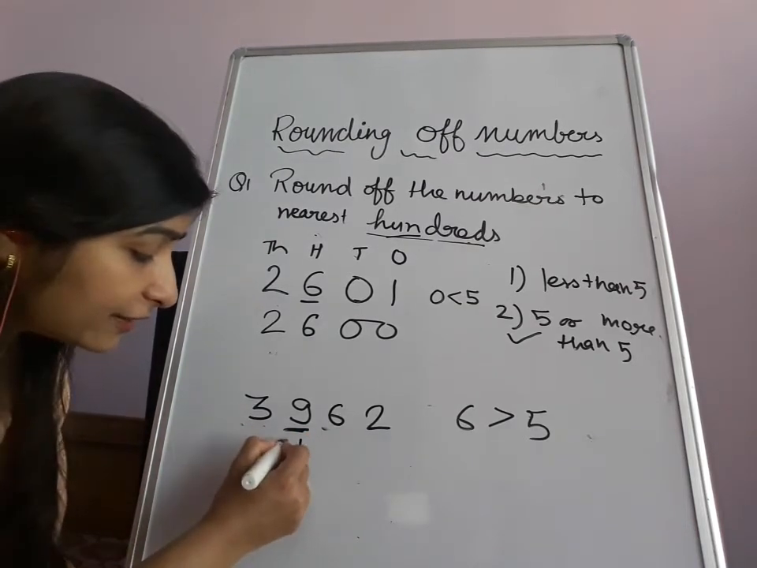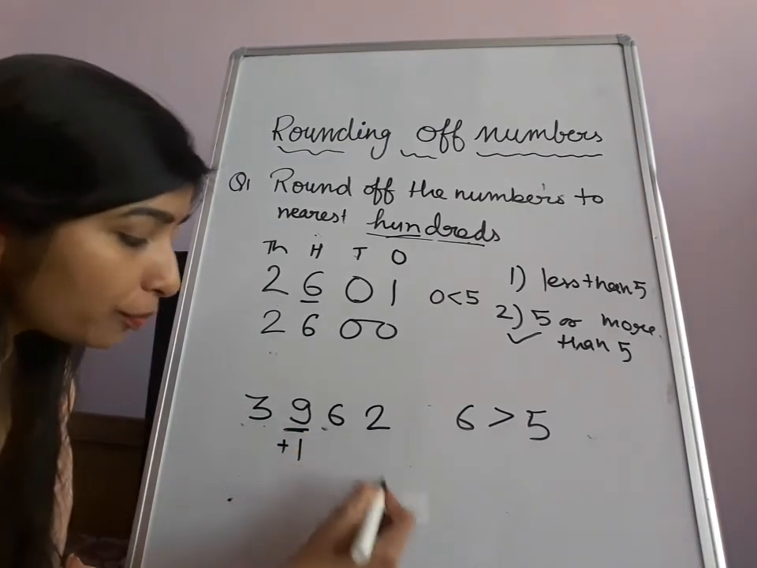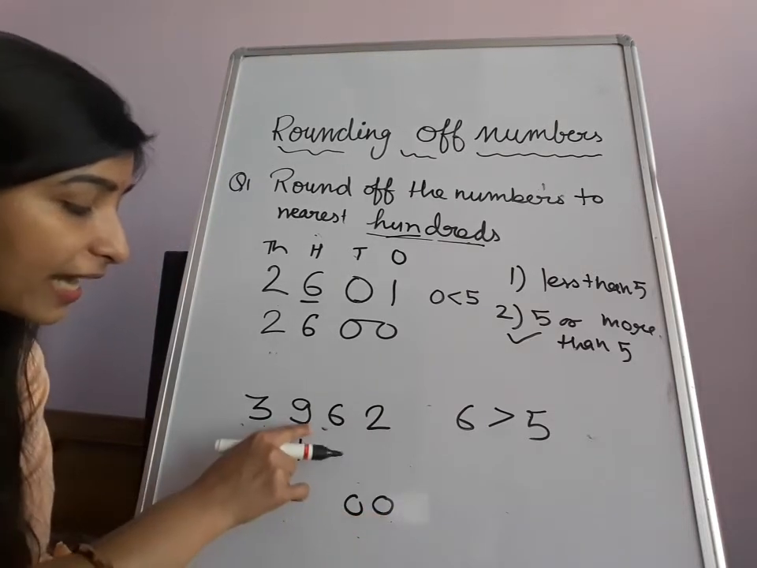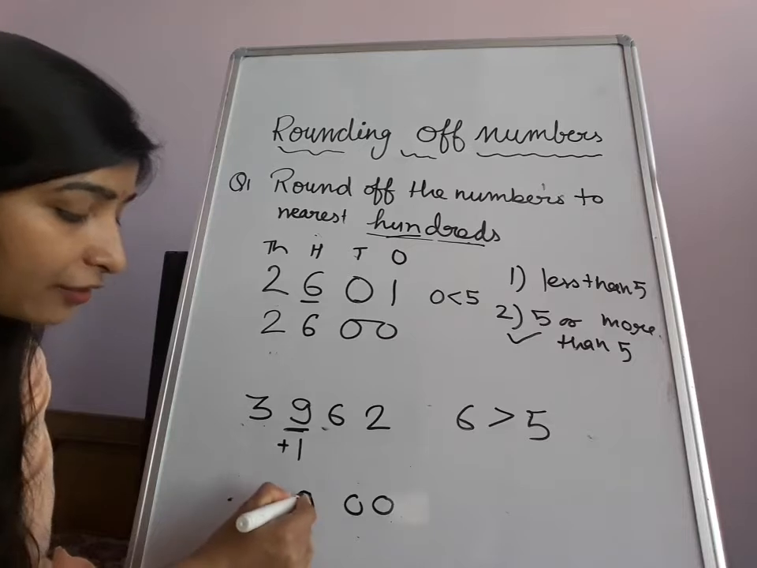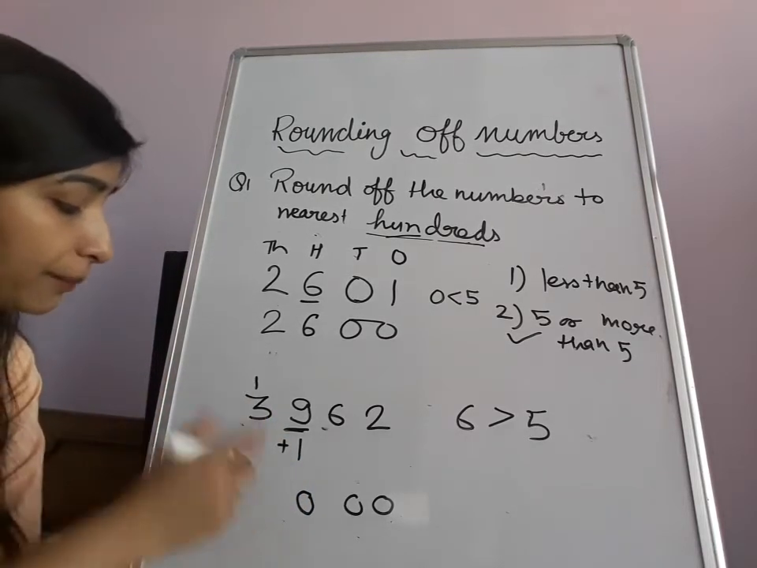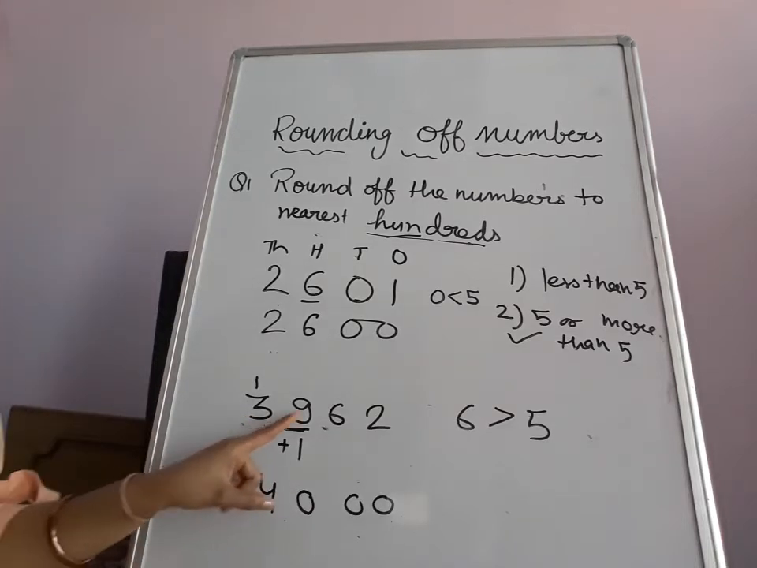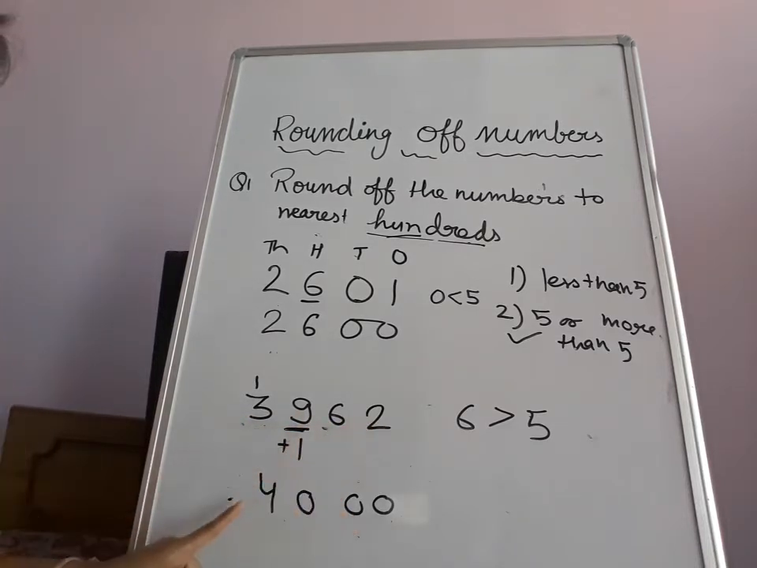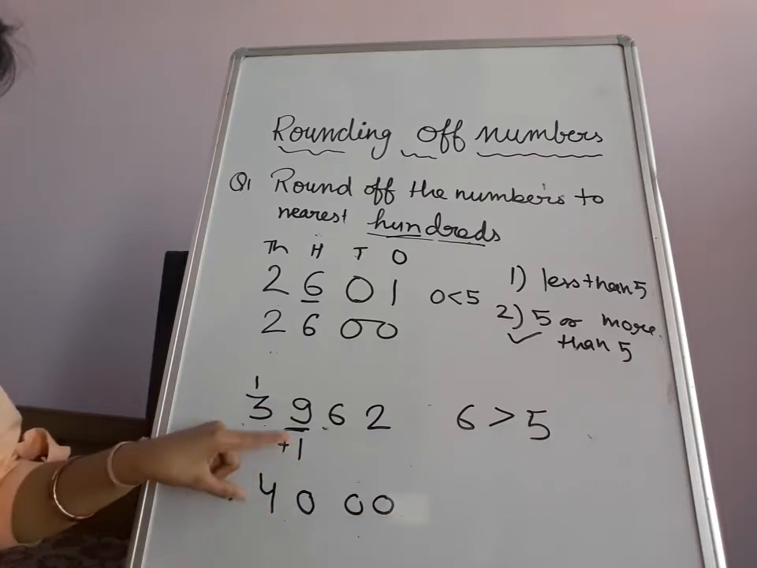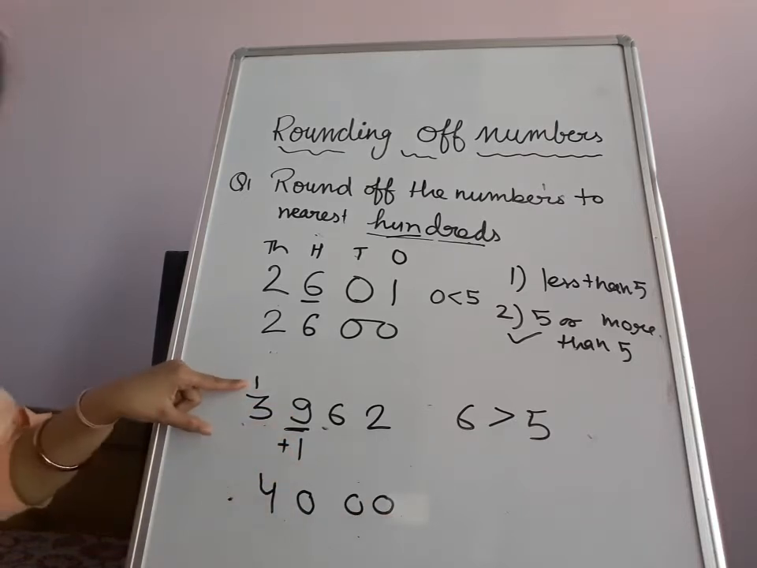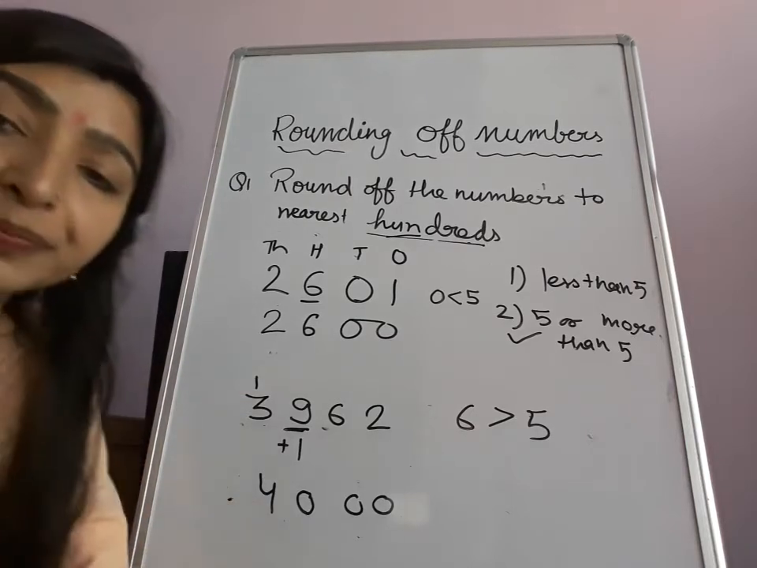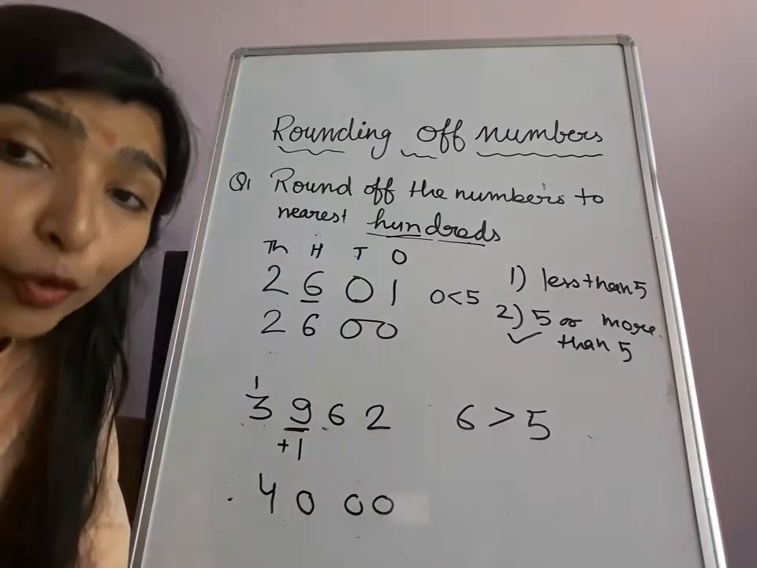So add 1 in this. These two digits, ones and tens, become 0. 9 plus 1 is 10, so you will not write 10, you will write 0 and carry 1. So 3 becomes 4. So 3962 is nearest to 4000. So when there is 9 and you add 1, you have to carry, and this becomes 4. Okay, I hope this is clear.